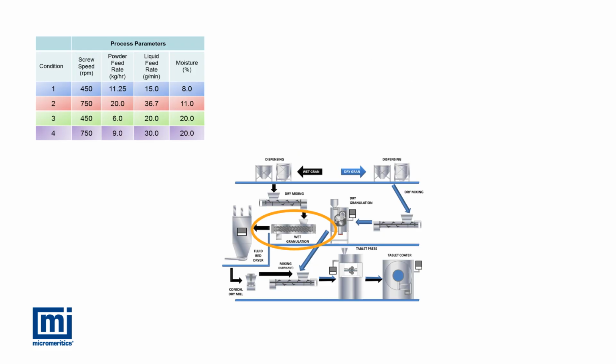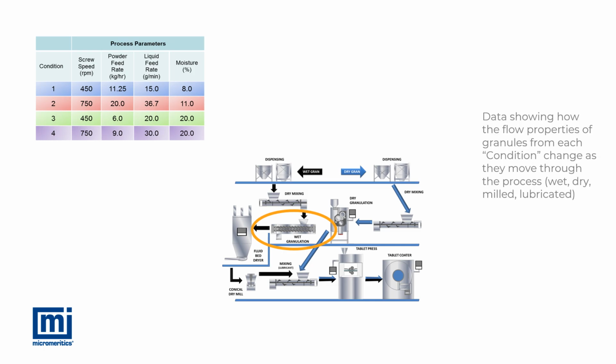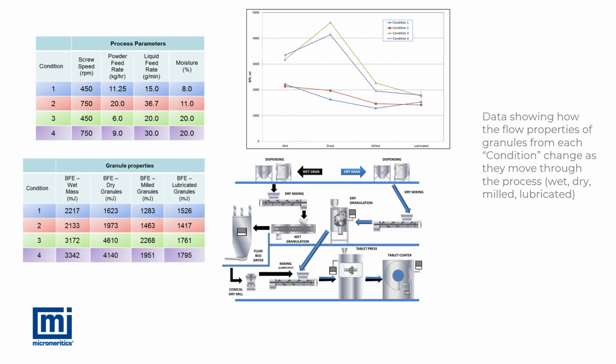Here we have chosen 4 different recipes or conditions, with the various process parameters used to create them in the top graph. We have then sampled each of the recipes at 4 different stages in the granulation process. What we see is that the differences between each condition are more or less pronounced, depending on which part of the process we are sampling.